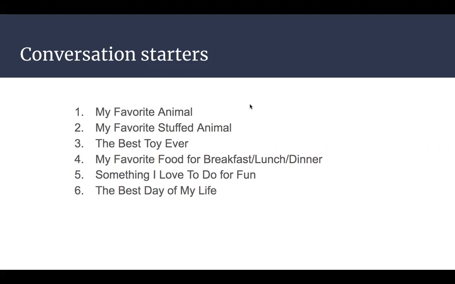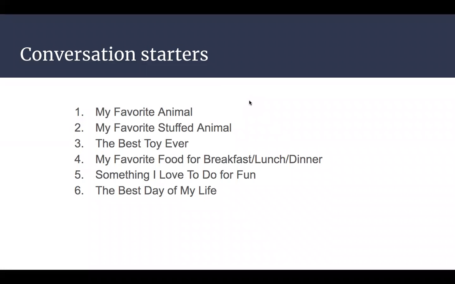So these are the questions. Everybody has to answer the following questions. That's going to take around 10 to 15 minutes. The first one is your favorite animal. What's your favorite animal, right? Something very simple. Number two, what's your favorite stuffed animal? For those who don't remember what a stuffed animal is, a peluche.